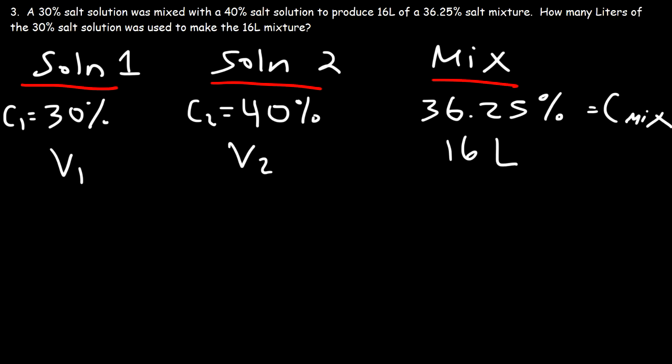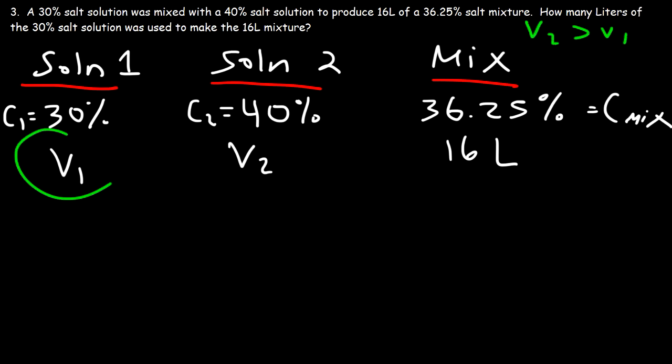Now, here is a question for you. Do we have more of solution 1 or more of solution 2? Which one is greater, V1 or V2? Now notice that the concentration of the mixture is 36.25%, and the midpoint between 30 and 40 is 35. So because this number is closer to 40, we should expect that V2 will be greater than V1. So I'm going to write that down.